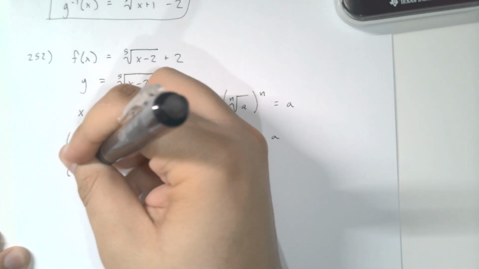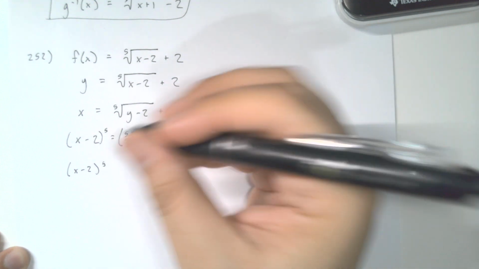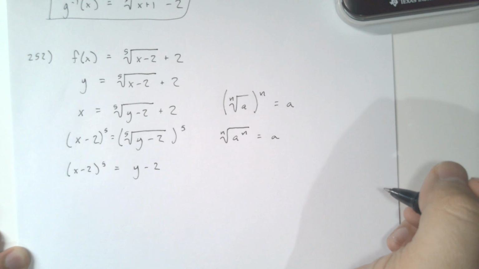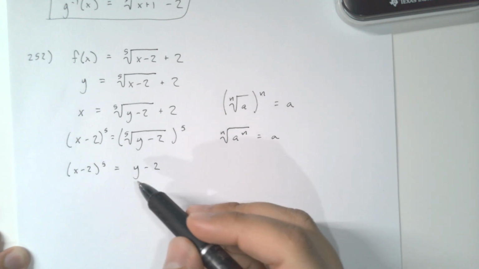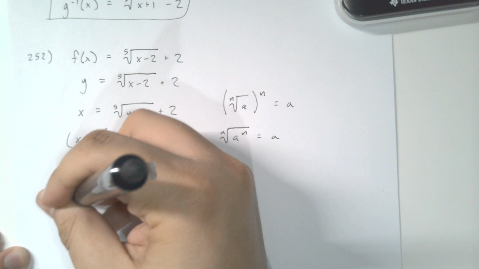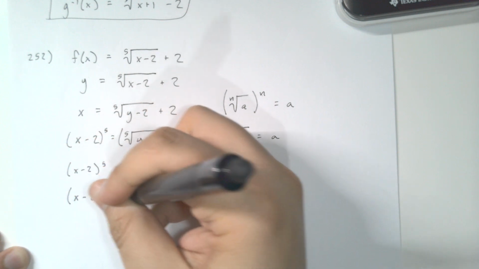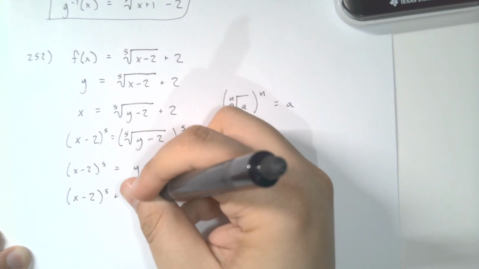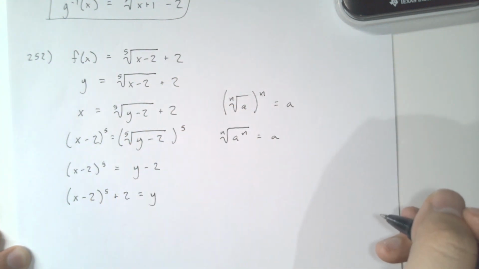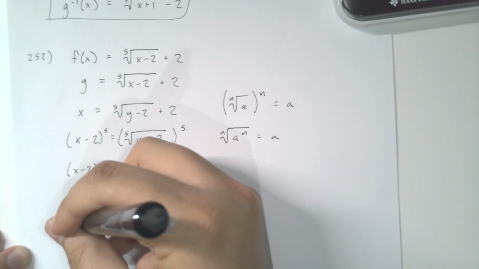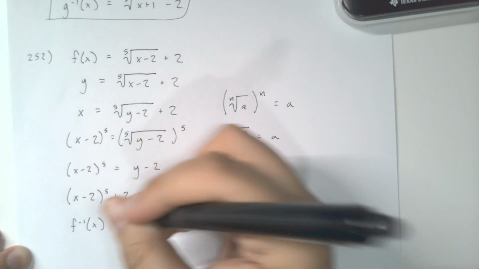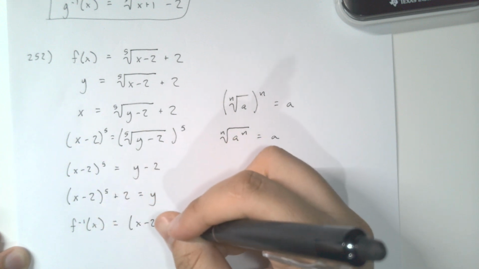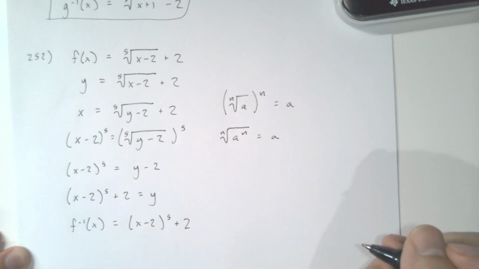So we'll have our x minus 2 to the fifth power, because we had to do that to the other side as well. But this is now just equal to y minus 2. And again, we wanted to get y by itself, so all we need to do now is add 2 to both sides. We have x minus 2 to the fifth power plus 2 is equal to y. And so that means that our inverse function, the inverse of f of x, is equal to (x minus 2) to the fifth power plus 2.